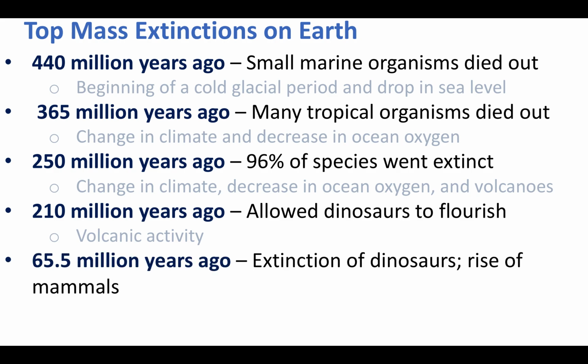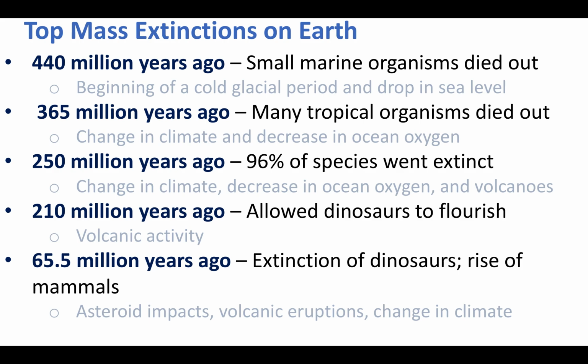Until 65.5 million years ago, you had the mass extinction of the dinosaurs, but that was also great for the mammals because since the dinosaurs went extinct, mammals were able to become more abundant. And this was mostly due to an asteroid impact, also volcanic eruptions, change in climate. If you remember from earlier this year, when you have asteroid impacts and volcanic eruptions, all the debris and dust that fills the atmosphere blocks out the sunlight, which cools down the climate. So if the asteroid didn't kill the dinosaurs, the change in climate that happened after also could have caused this mass extinction.